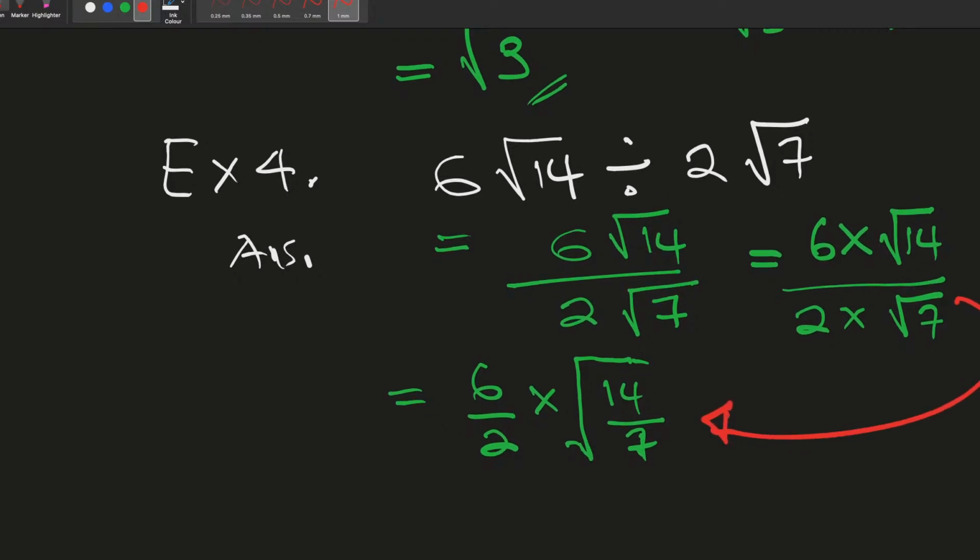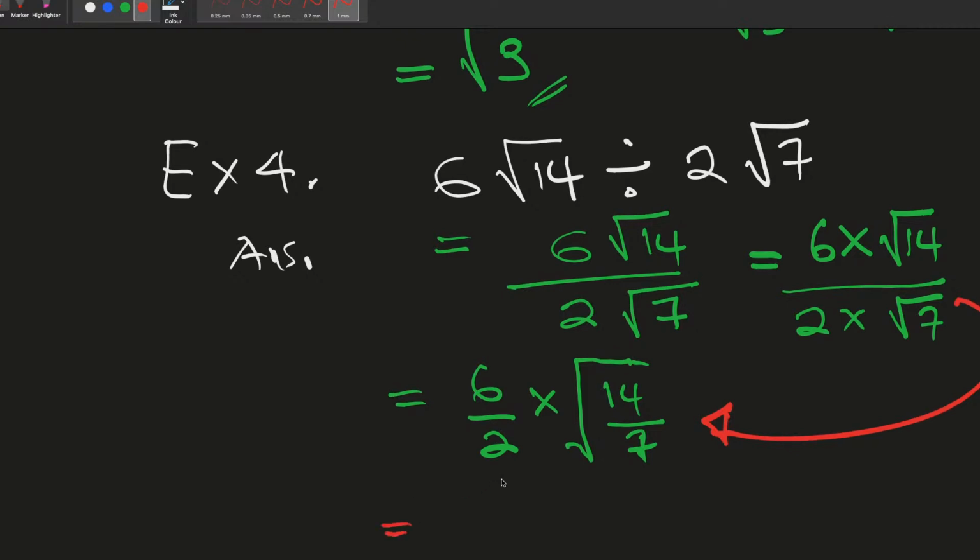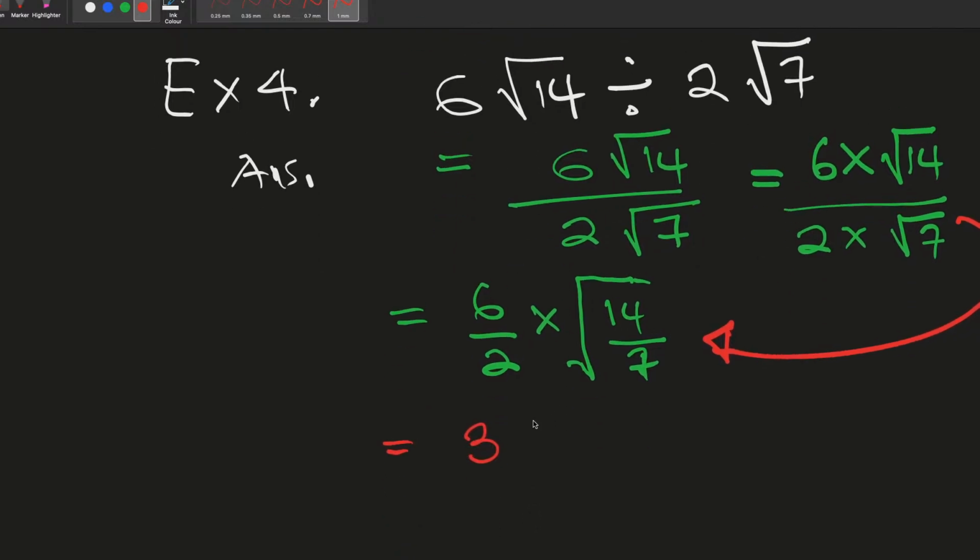Now we know that when we divide 6 by 2, we get 3. And don't forget, our multiplication sign is still here, so we say multiplying. Then 7 goes into 14 two times under the root, so this will be √2. Therefore, our answer is 3√2. Isn't that beautiful? Beautiful. Please let's go over it again.